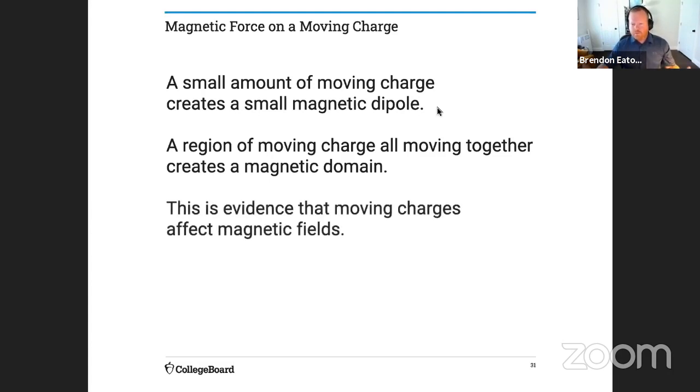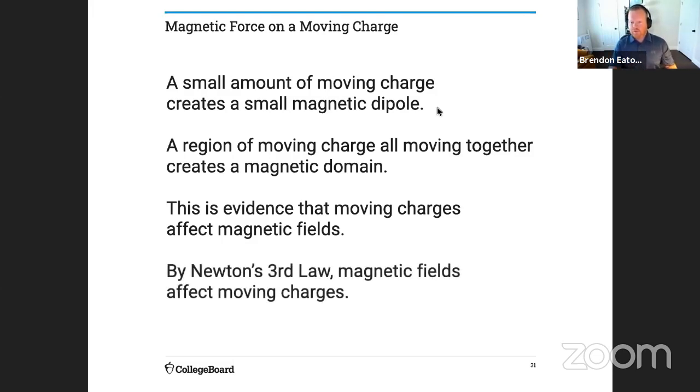Now, when we talk about that being a magnetic domain, that is evidence that moving charges affect magnetic fields. And if moving charges affect magnetic fields, do magnetic fields affect moving charges as well? I think that's what Newton's third law actually states. So charge affects field, field affects charge in some manner, some way.